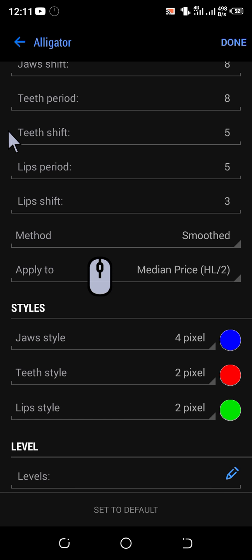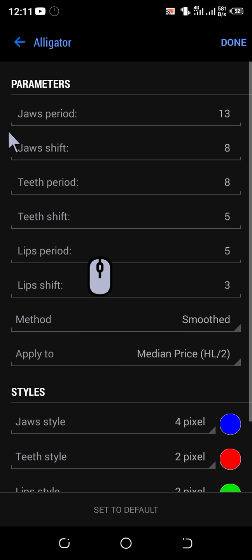So these are the styles. Jaw style, 4 pixel. The color can be any color of your choice, but I would recommend following this color so that you don't get confused. Set the jaw to blue, the teeth to red, then the lips to green. It is the lips line that gives us the confirmation that we are entering an uptrend or a downtrend.